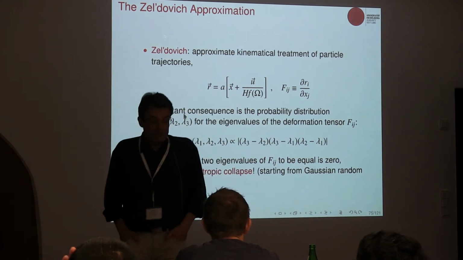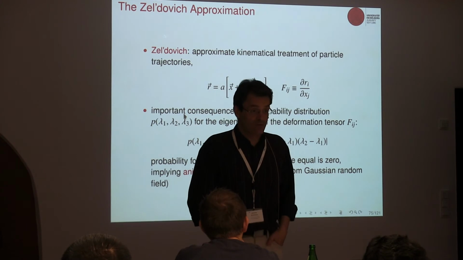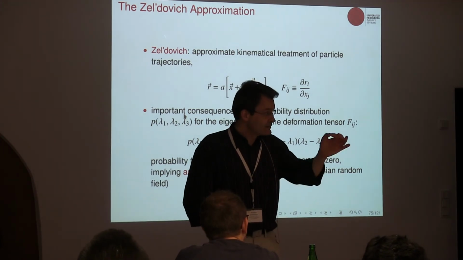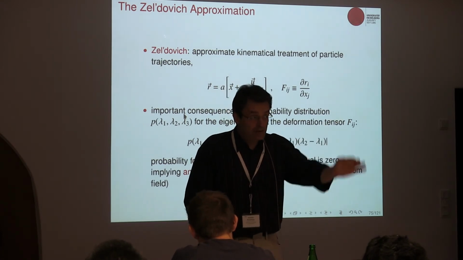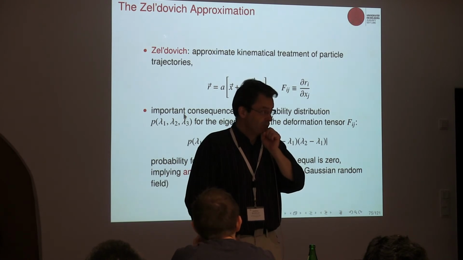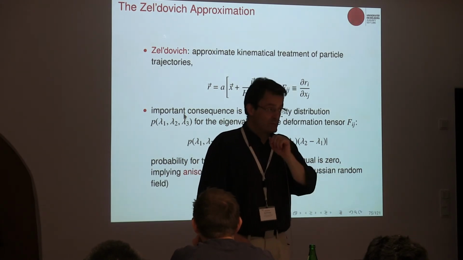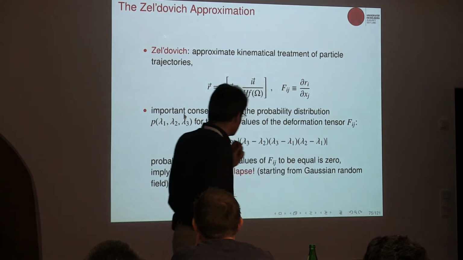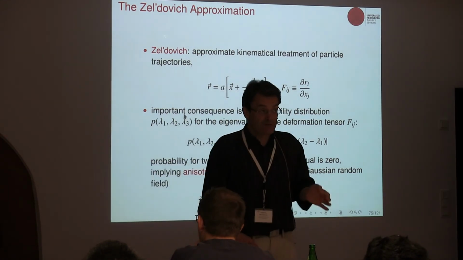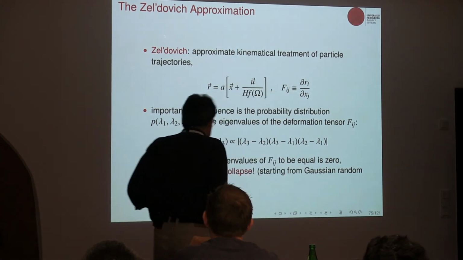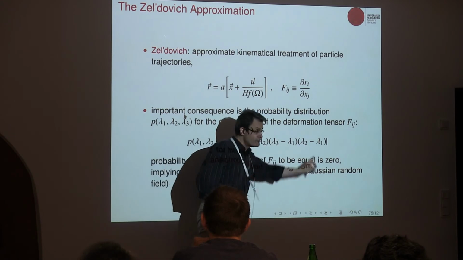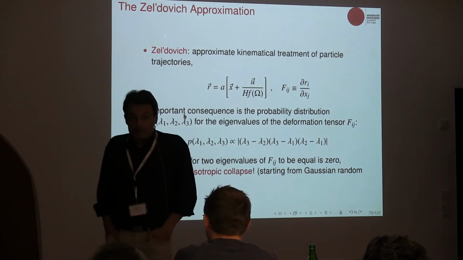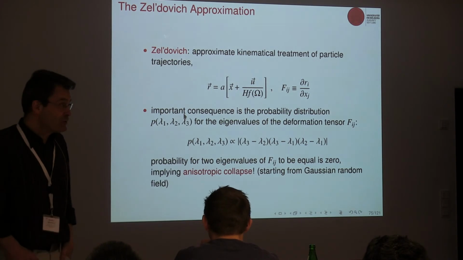How do I know the probability? Well, the assumption is that we start with a Gaussian random field. We assume that we start with a random density fluctuation field which has locally Gaussian density distributions. There are very good reasons for that, which we will speak about when we speak about inflation. Nonetheless, suppose you start with a Gaussian random field, that's the simplest assumption you can make. Then you can calculate the probability distribution for these Zeldovich deformation tensor eigenvalues. And it has this factor. What does this factor tell you? It tells you that the probability is zero for any two of these eigenvalues to be equal.